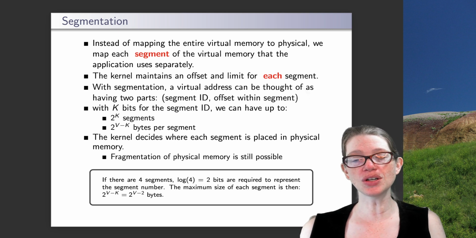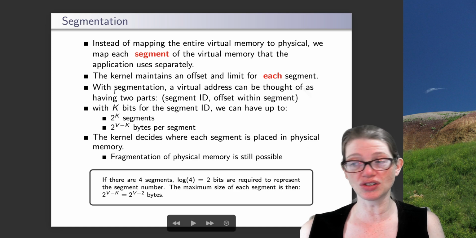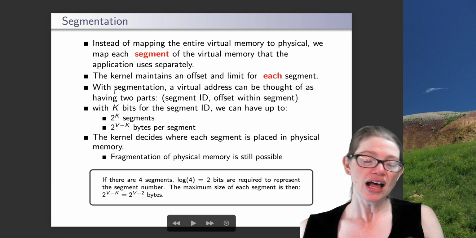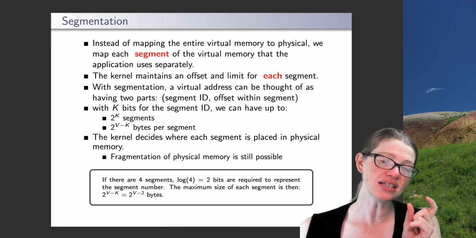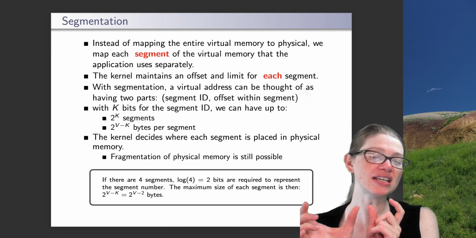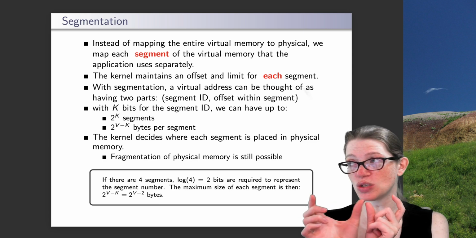And so what we're going to do is subdivide the virtual address into 2 ranges. The upper K bits are used to identify the segment, and the lower V minus K bits are going to be the address within this segment.